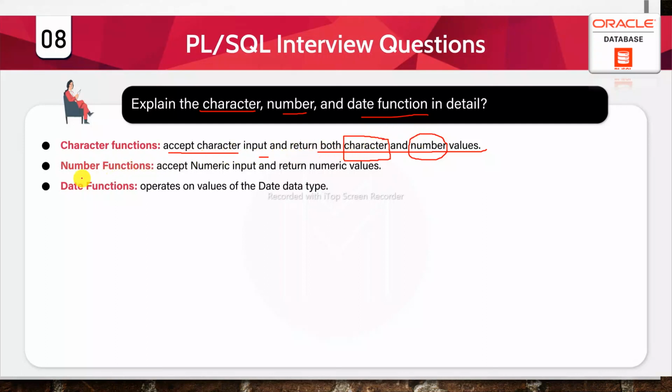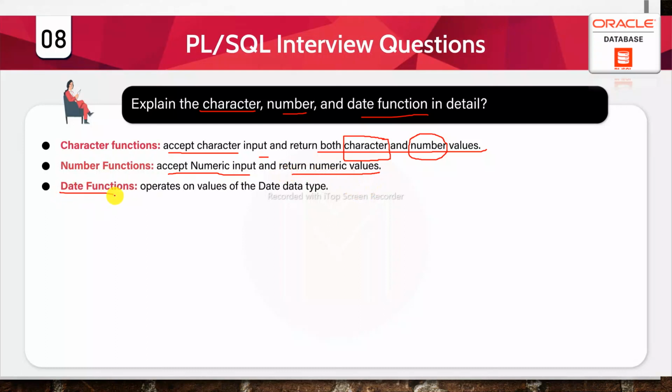Next, we have number functions. Number functions accept numeric input and return a numeric value. As we discussed in the previous slide, numeric functions, let's take an example, we have the round function. Again, if you want to round the value, it will take an expression or a numeric value as input, and it will return the same numeric value in rounded format.